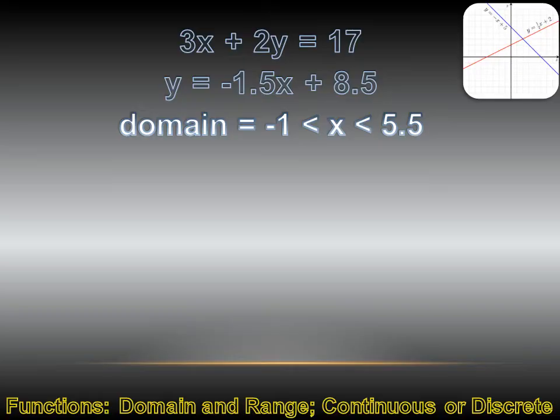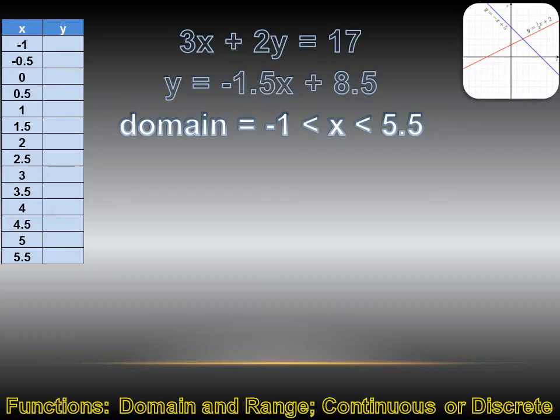An x value of 1/2 would be in consideration. An x value of 0.2234 would be in consideration. An x value of 5.15 would be in consideration. Any number between minus 1 and 5.5 is a potential x value. Well, let's list a few of them: minus 1, minus 1/2, 0, 0.5, 1, 1.5, etc., all the way up to 5.5.